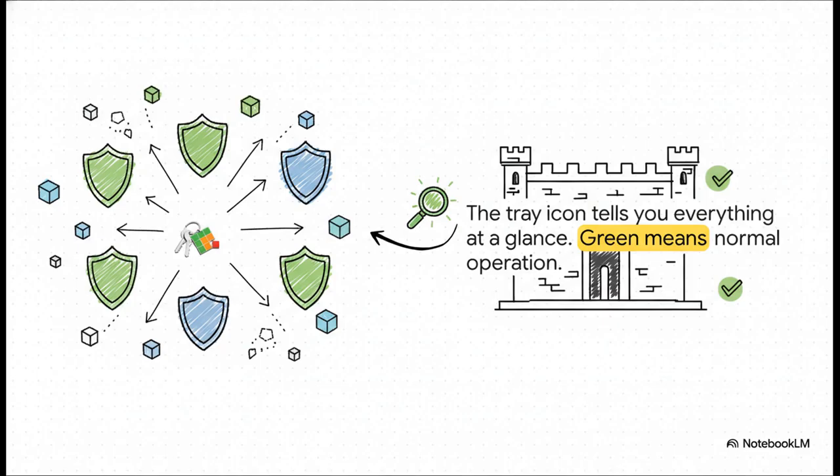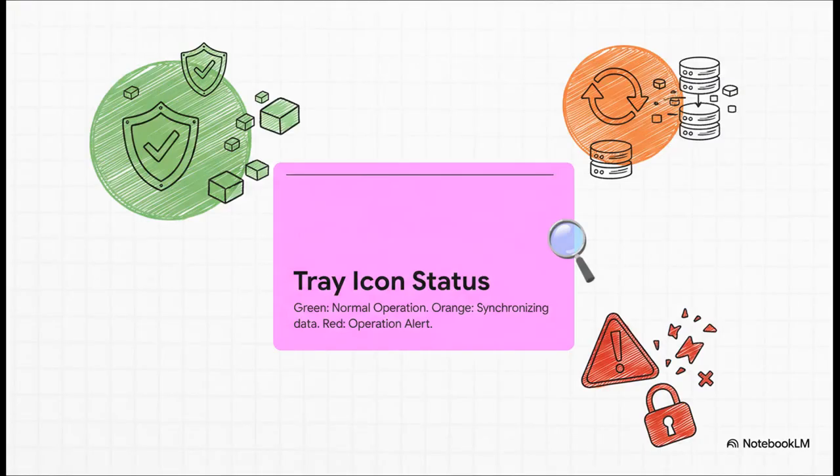A little icon sits in your system tray and gives you a constant, at-a-glance update on what's happening. The color code is super intuitive. Green means your fortress is secure and all is well. Orange means it's actively working, synchronizing your data to keep it safe. And red just lets you know if there's anything that needs your attention. It's simple, visual peace of mind.